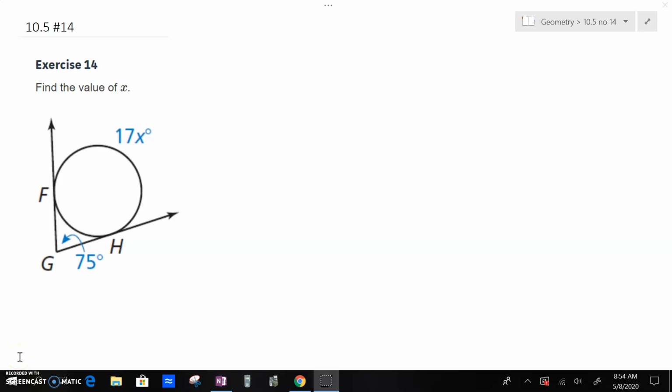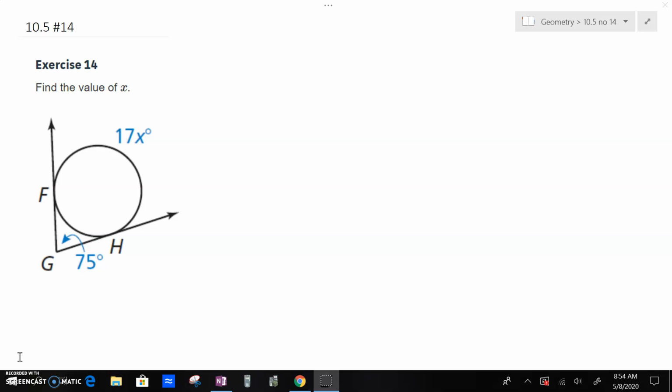Okay, so this is a question from section 10.5 on the homework. It's number 14, and it's asking us to figure out the value of x. It's giving us an angle outside of the circle with two tangent lines, and it's giving us the major arc as 17x, and the angle measure to be 75.